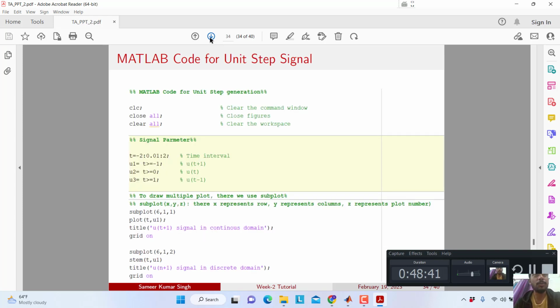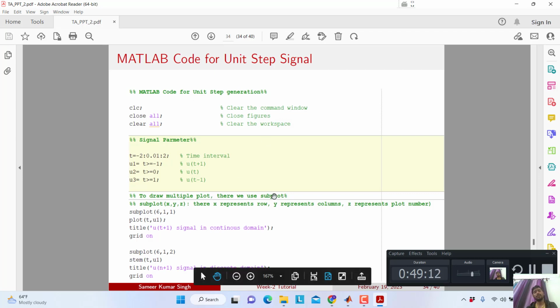Okay, now the next code is the unit step signal. So we will plot the MATLAB code for the unit step signal. As we know, unit step means from minus infinity to 0 it is 0, but from 0 to infinity it becomes 1. Okay, that is a unit step. That basically represents u(t) in the continuous time domain, and u(n) in the discrete time domain. So this is the basic code. Okay, so then we will go to MATLAB.